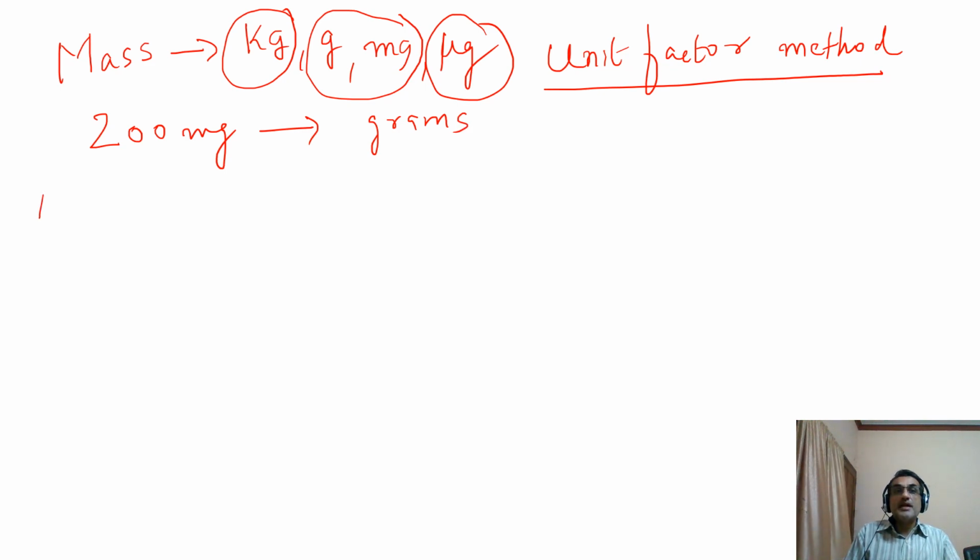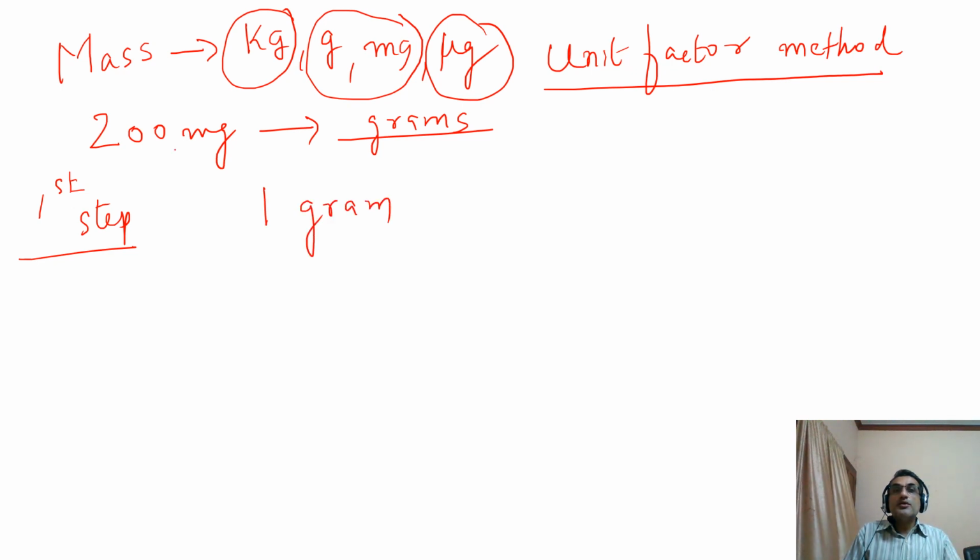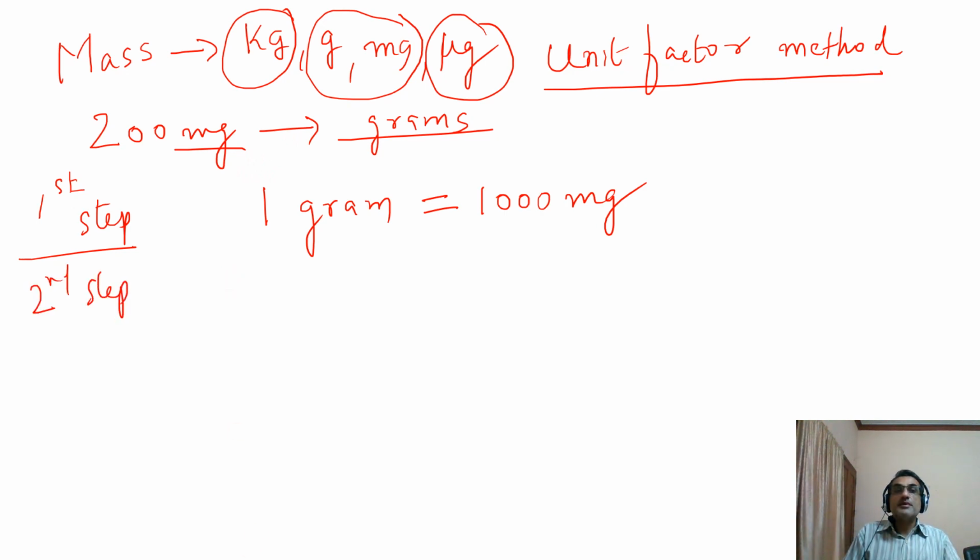So, what is the first step that I should be doing? The first step is to identify the bigger unit, in this case gram, 1 gram. Convert it into the smallest unit which is given in the question. It is milligram. So, this is my first step. I have to equate the bigger unit with the smaller unit which is given in the question. Now comes my second step.